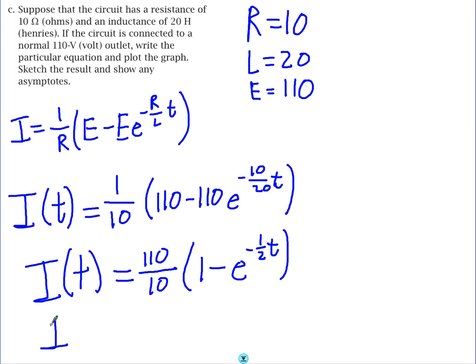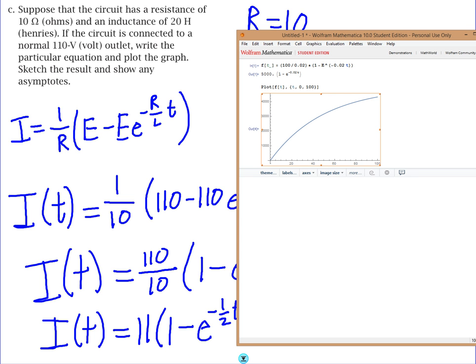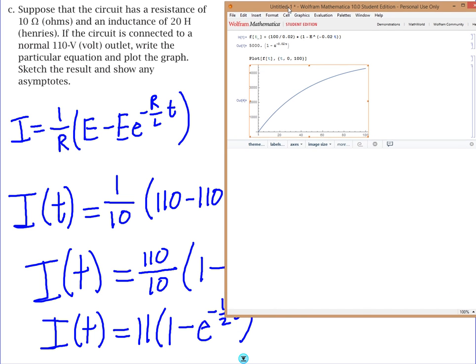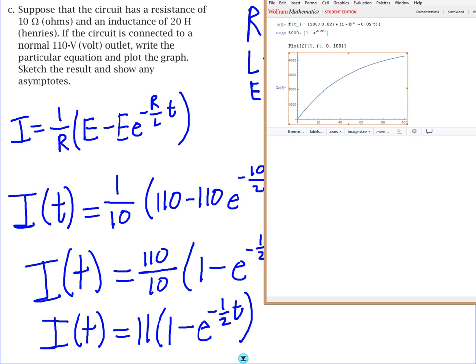Finally, 110 divided by 10 is just going to be 11. There we go. That's our particular equation. So let me plot that here really quick. So this is Mathematica, and we're going to plot that function here.